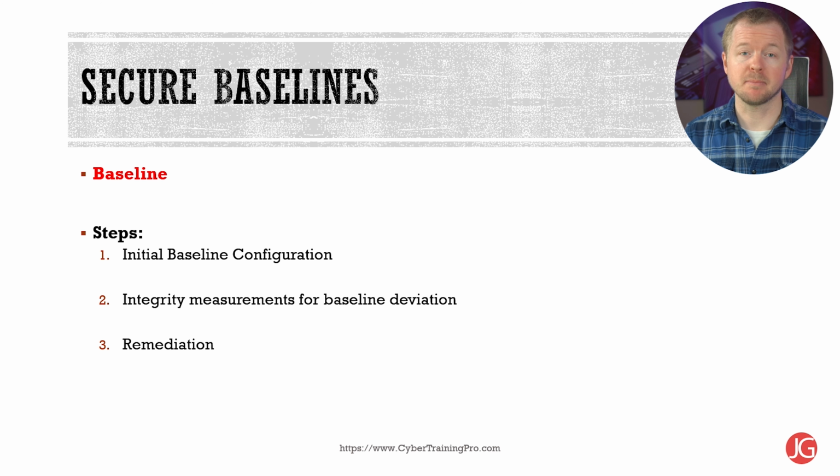Baselines have 3 steps to them. First, the initial baseline configuration involves our initial deployment on the network. Next, integrity measurements for baseline deviation is when automated systems and tools like group policy detect changes and they automatically reconfigure systems. And finally, remediation might take things further and actually isolate the system, which requires an administrator to correct some issues.